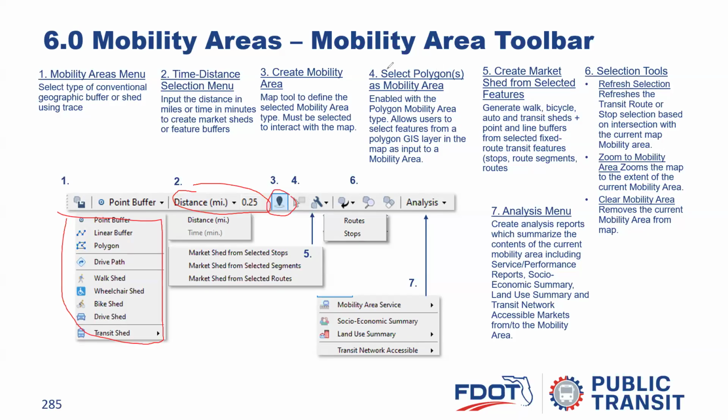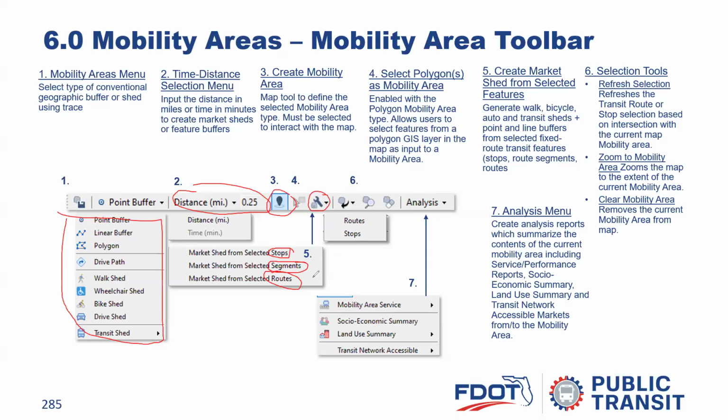The number 4 is the select polygons as mobility areas. This is enabled if you're using the polygon type and if you have a user layer available that you can select from. This is also very helpful. This is the create market shed from selected features, and that would be from selected stops or segments or routes. So any of those selection types, you can create sheds from, any of the different sheds, except for maybe transit sheds.